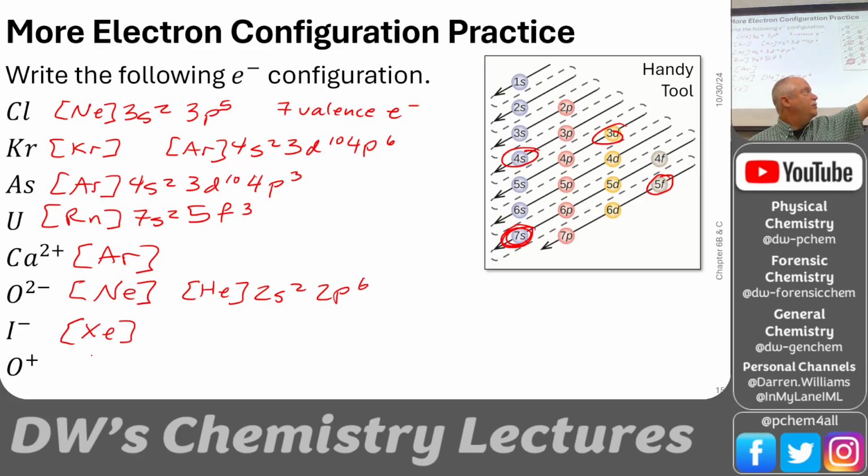Let's do oxygen plus. So here we're going to have to use the helium core, and it's going to come in on the 2nd row. So we have 2s2. And it's oxygen, which has 8 protons, 8 electrons, but we've lost one of those electrons. So it has really got 7. So it's going to be 2p3, and that's isoelectronic.